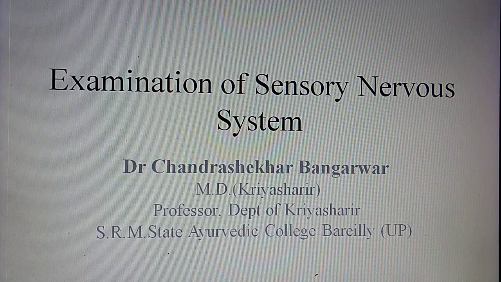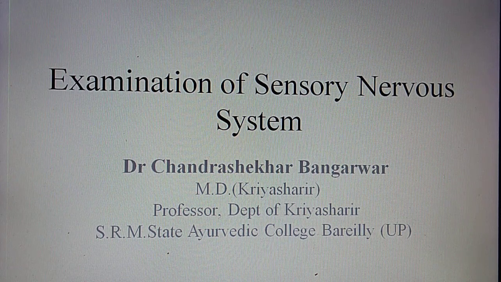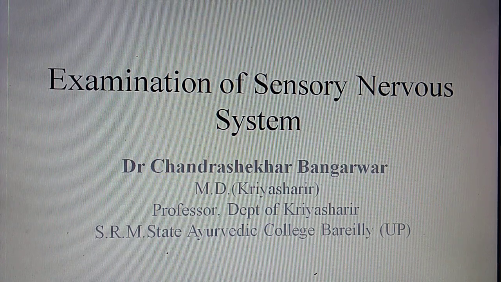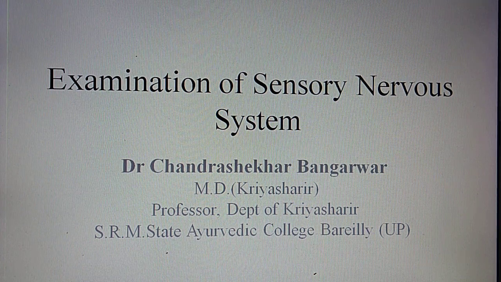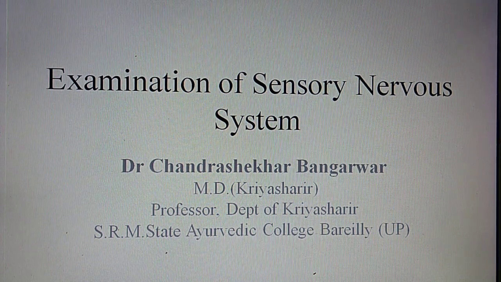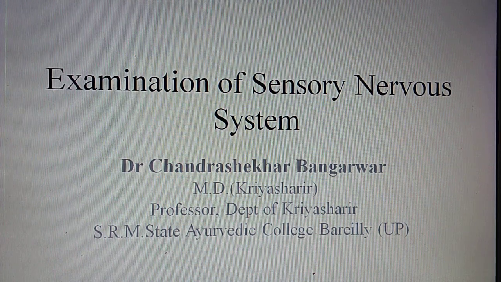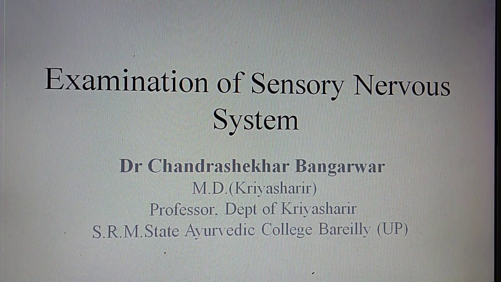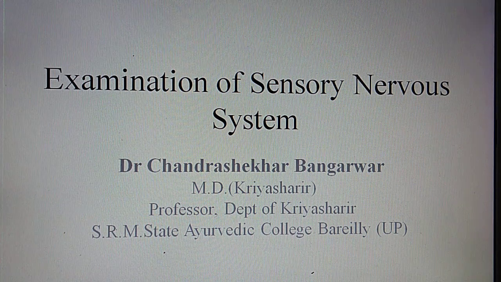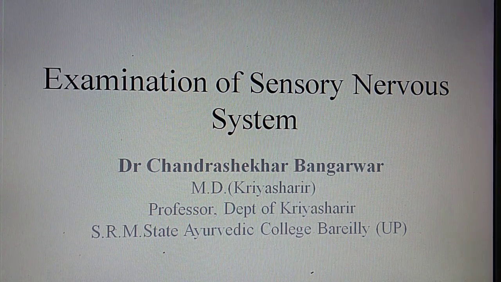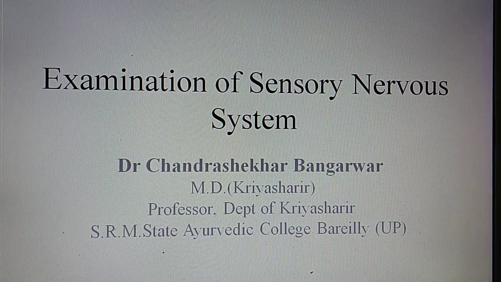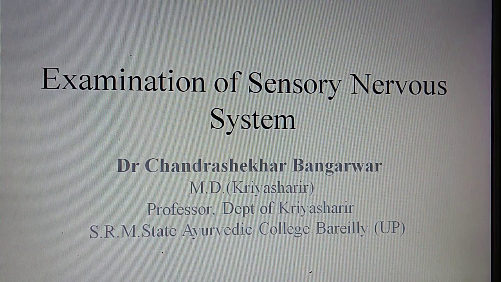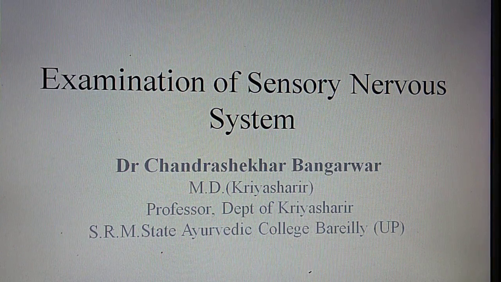Whenever we learn the nervous system, we have seen that it has infinite functions, but all the functions can be categorized into three types: sensory functions, motor functions, and integrative functions. The first type are sensory functions, and today we will see the examination of the sensory nervous system.